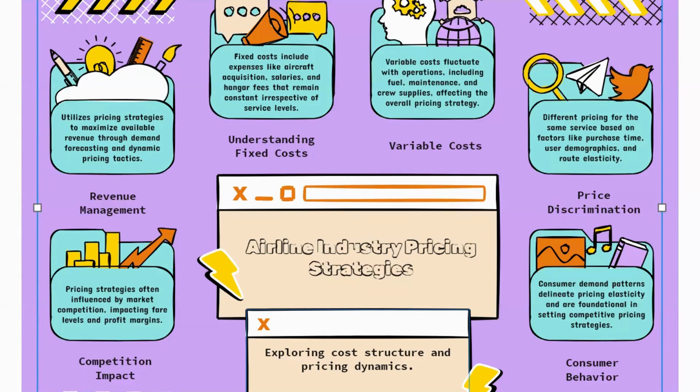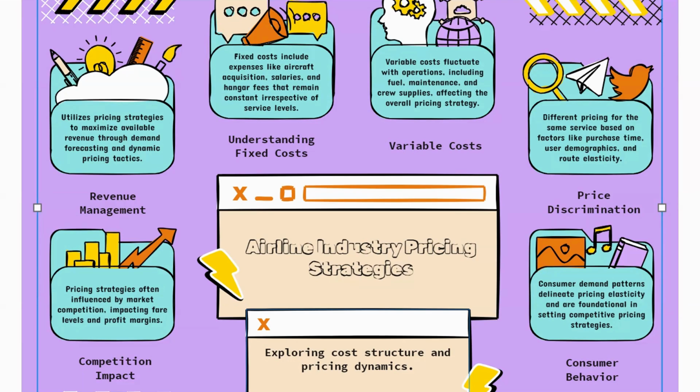On the other hand, there are several variable costs like operation costs, including fuel, maintenance, and crew supplies, which again affect the overall pricing strategy. The crew supplies would increase when there are more passengers and decrease when there are fewer passengers. So again, here cost becomes variable. So the overall pricing will take into consideration consumer behavior, the discrimination factors that we discussed before, the fixed cost, the variable cost, plus revenue management and competition.